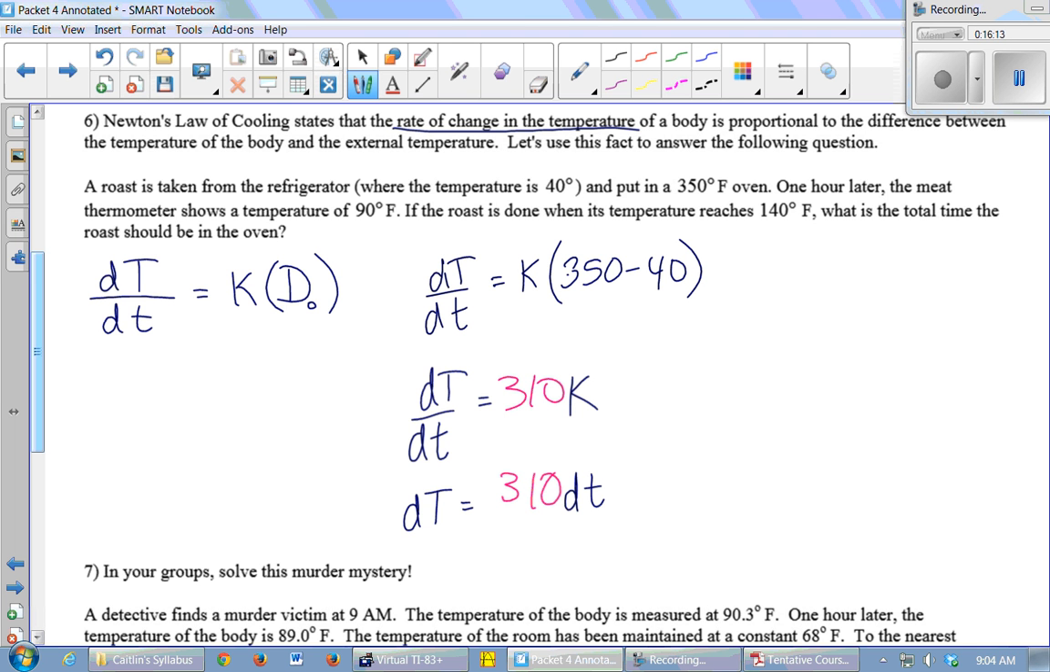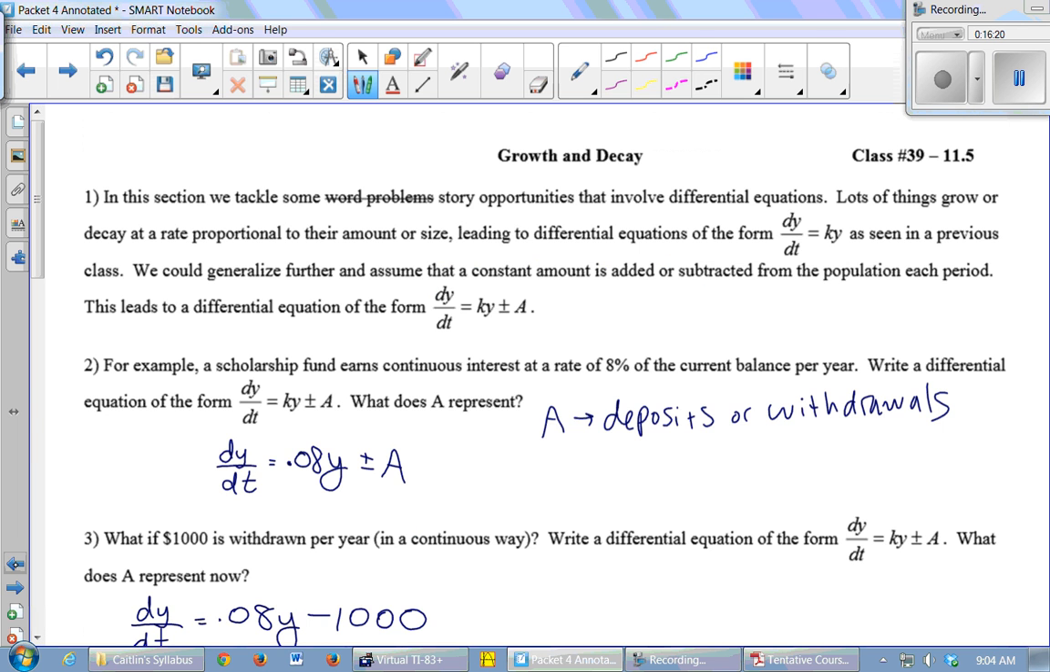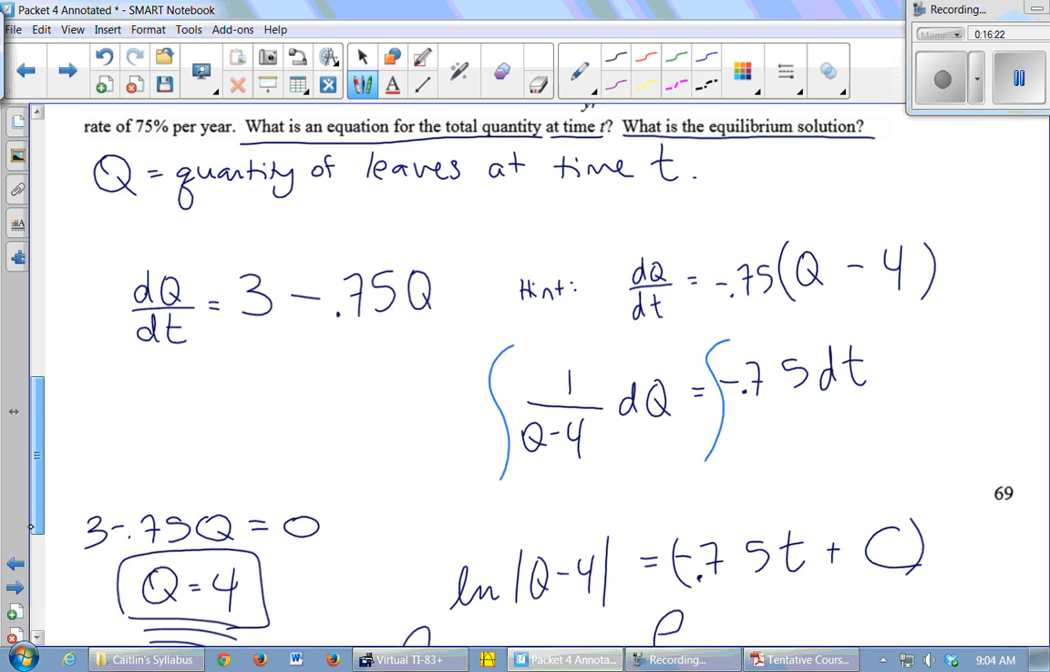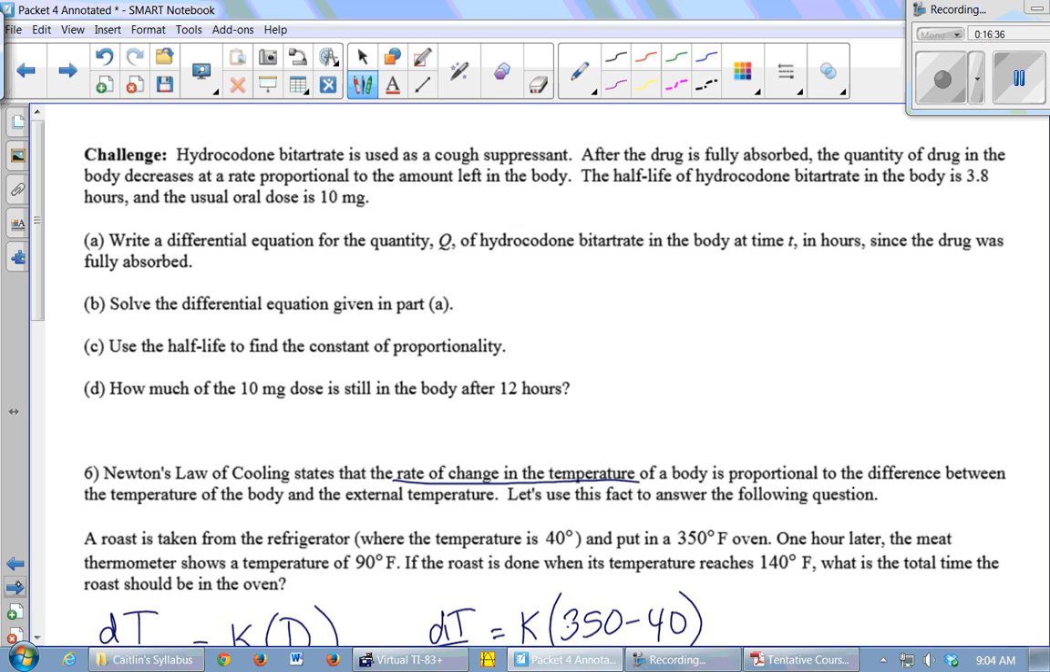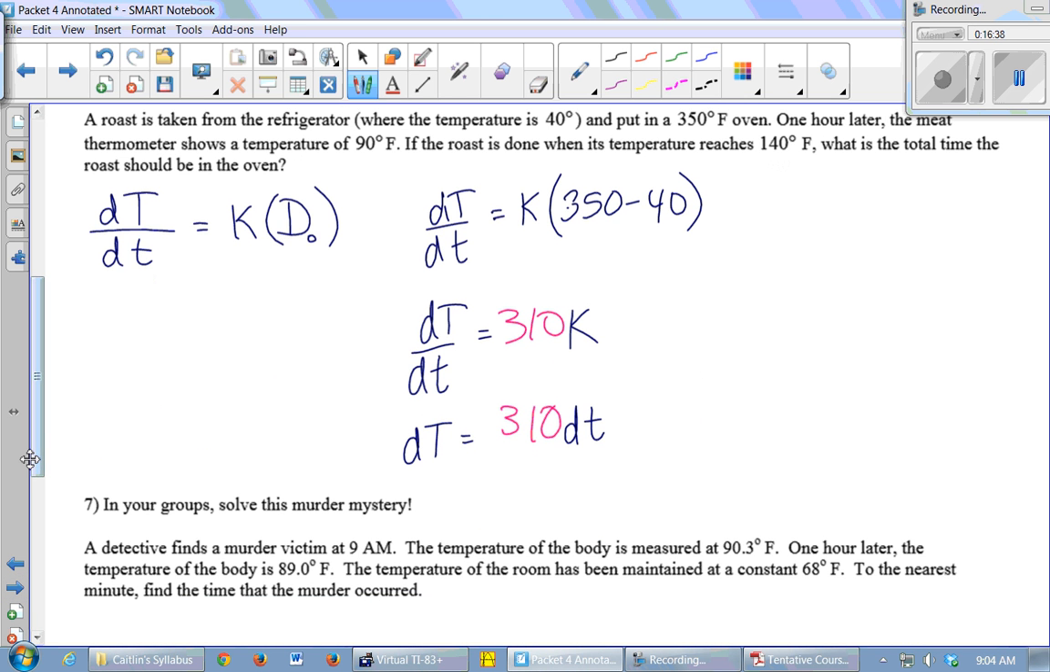I'm curious why we used the K here, but we didn't in the last one. How does it say proportional? In the last one, we knew the constant of proportionality. I didn't actually use the word proportional, but the 75% was the K. And in this one, whenever you see a word problem with proportional, it just means one is a constant multiple of the other.